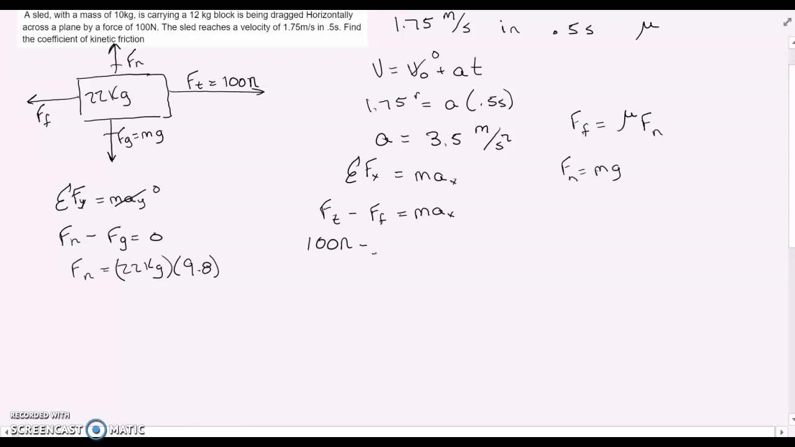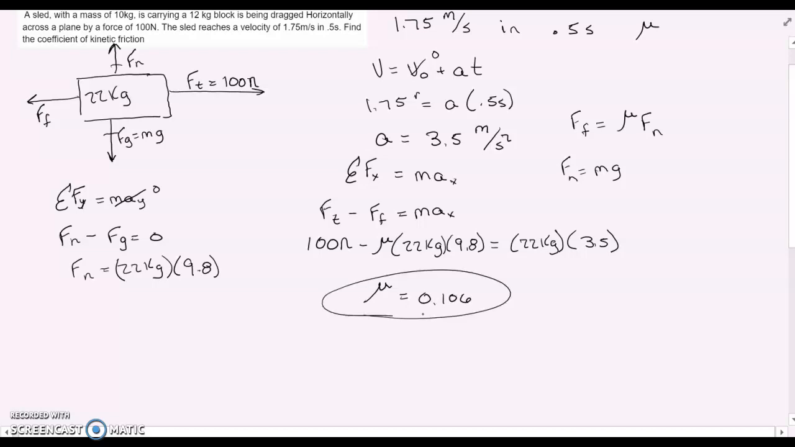So we will have mu times 22 kilograms times 9.8 equals our mass of 22 times our acceleration of 3.5 meters per second squared. Now if we do the math there, we'll end up with a mu value of 0.106. And there is our answer.